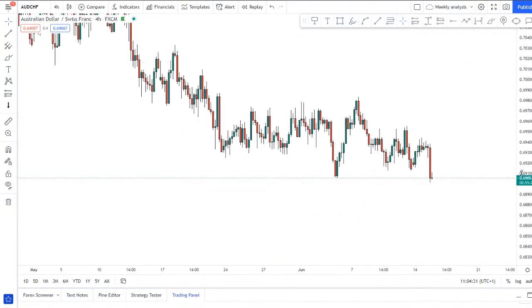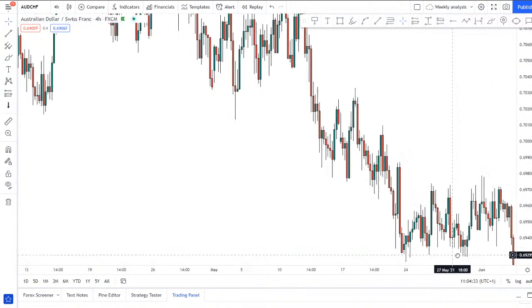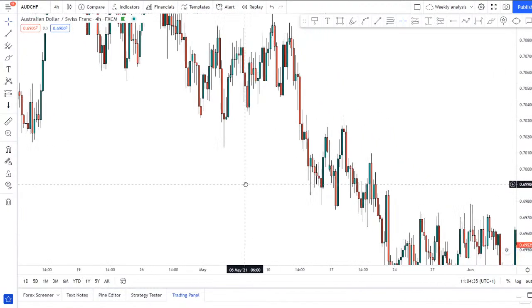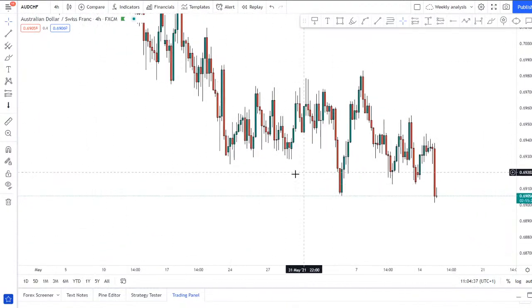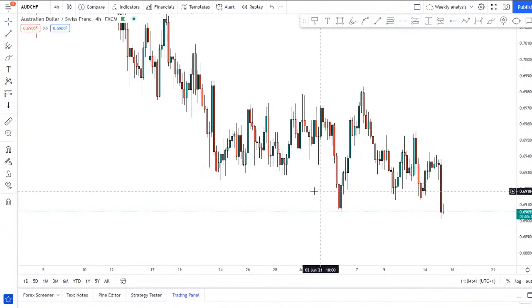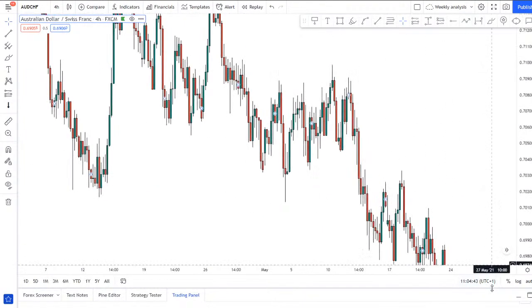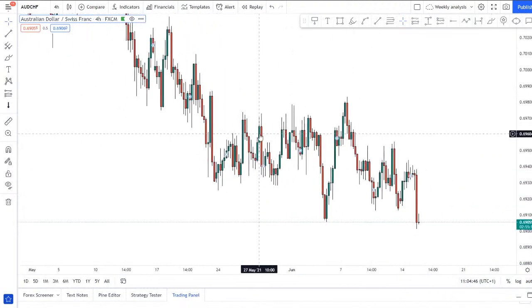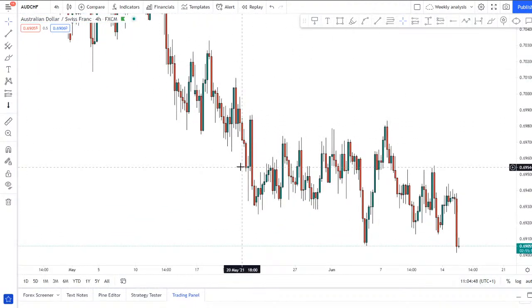AUDCHF, again, still bearish for this pair. Again, this pair I have not traded in a long time. You can see price action here is, in my opinion, very bad. Well, it is a clear downtrend here, clear lower highs, lower lows, but for me, it's just too choppy.